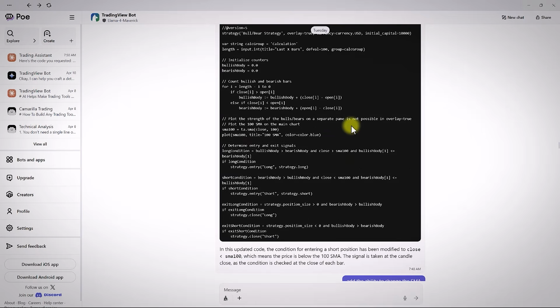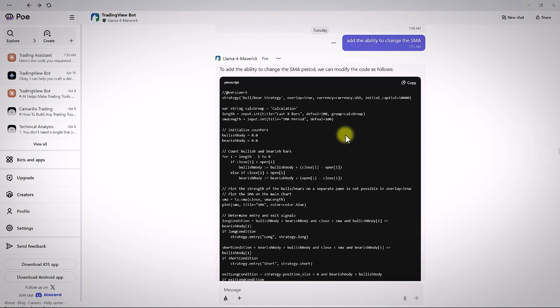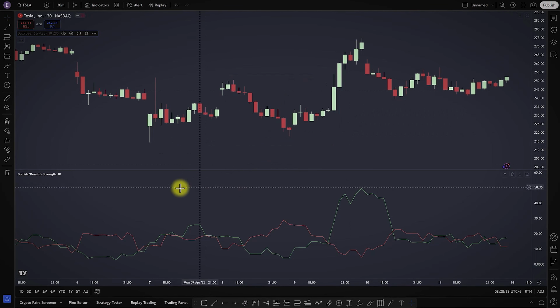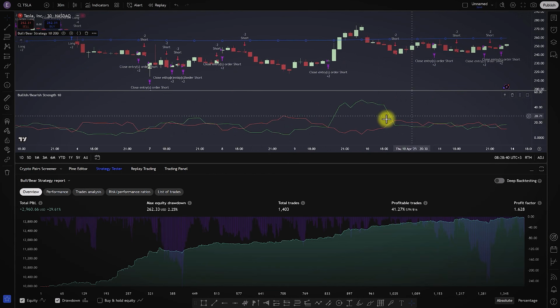One issue was with the crossover detection. We needed to make sure we were only entering on the bar where the crossover happened, at the candle close, not in the middle of it. After a few iterations, we had a working code. I pasted it into TradingView and ran a backtest.